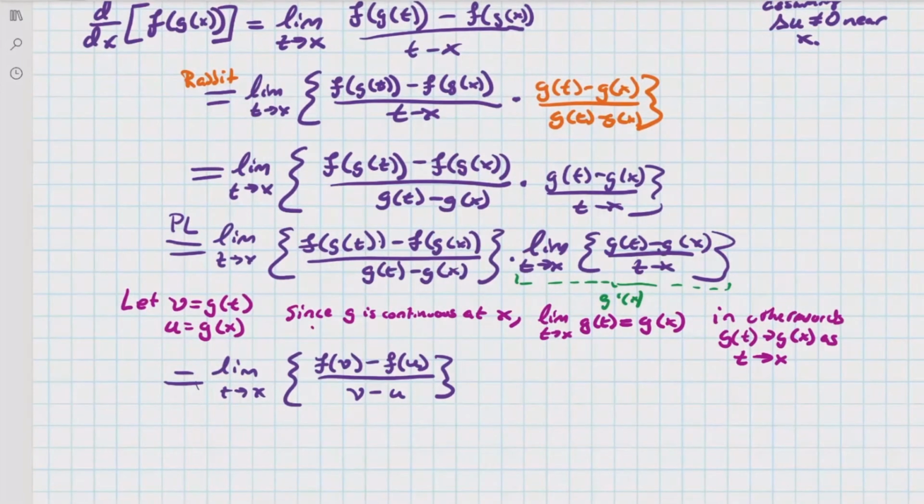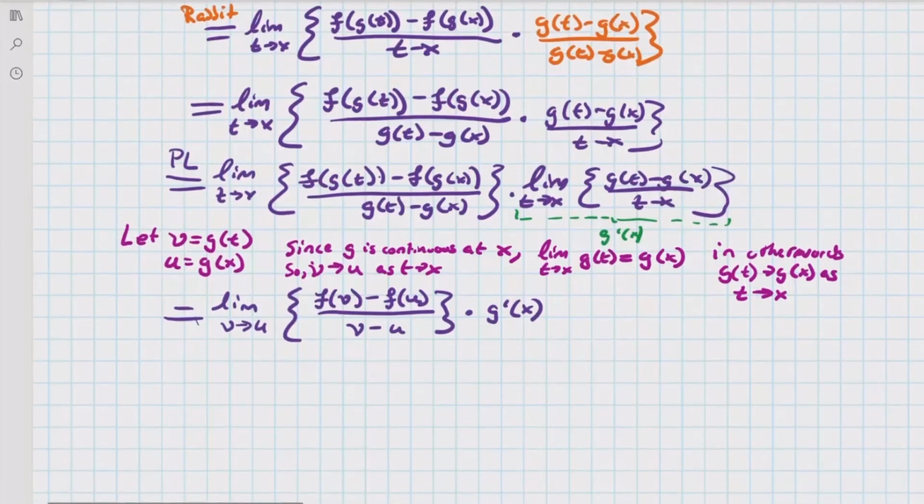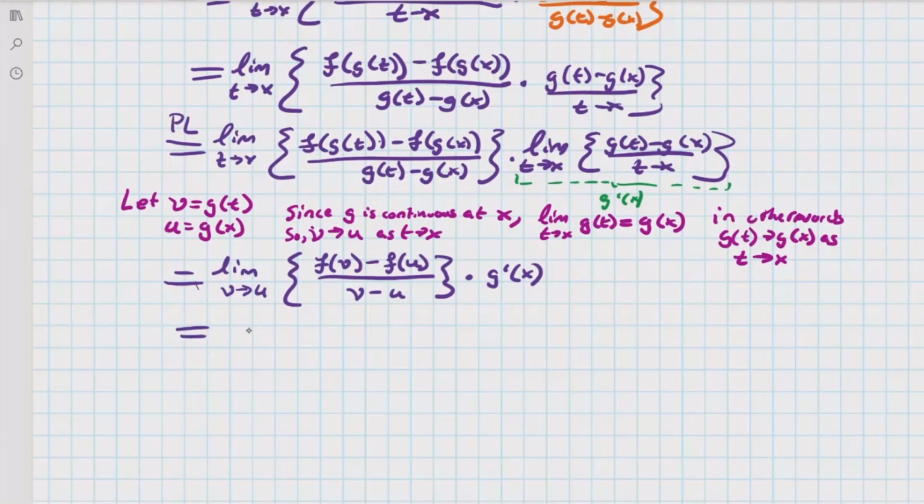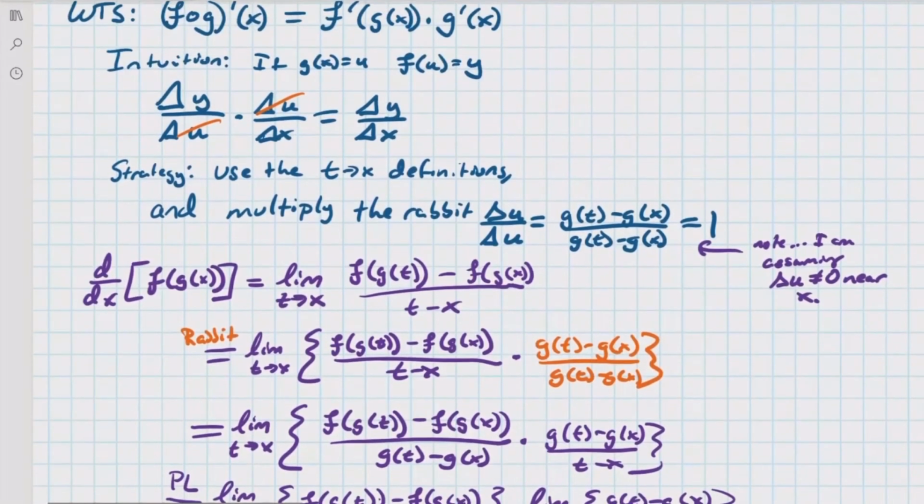So v goes to u as t goes to x. So I can replace this thing right here with v goes to u. This I just inherited from before. But this right here is the definition of f prime of u. And that's what I wanted.